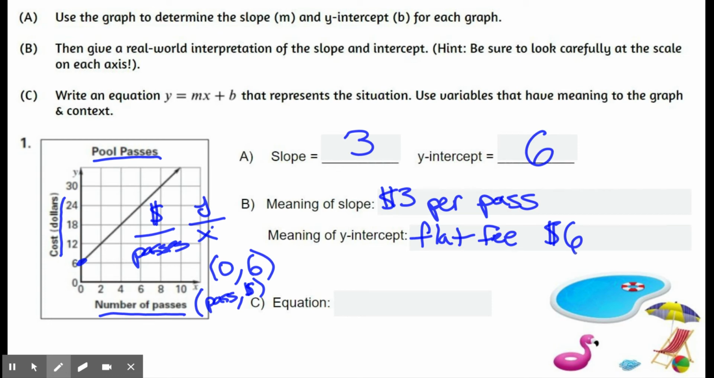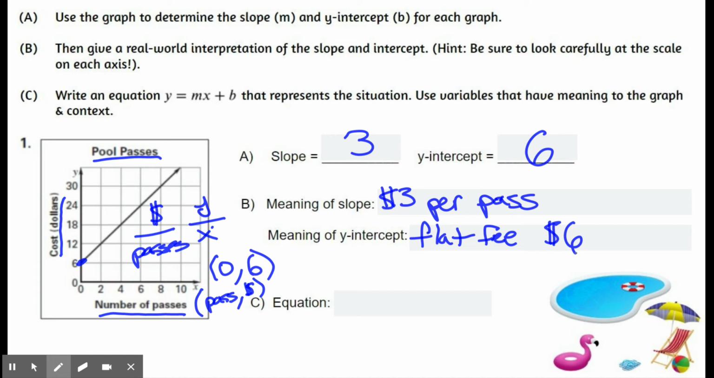So another way you could think about that is if a family wants to go to the pool, they have to pay a flat fee of $6 just to be members of the community pool, but then they each have to pay $3 per person. So if it's a family of 5, well, the family has to pay $6 to be members of the pool. And then for every person, they have to pay $3 to get a pass for them. So 5 family members means that $3 per person, so that's $15, plus the original 6, that there's a flat fee. So in total, they would have to pay $21.